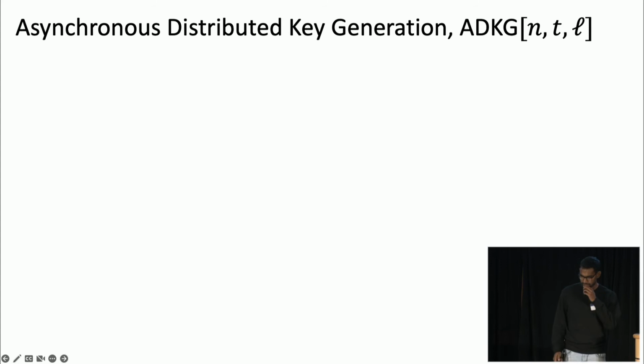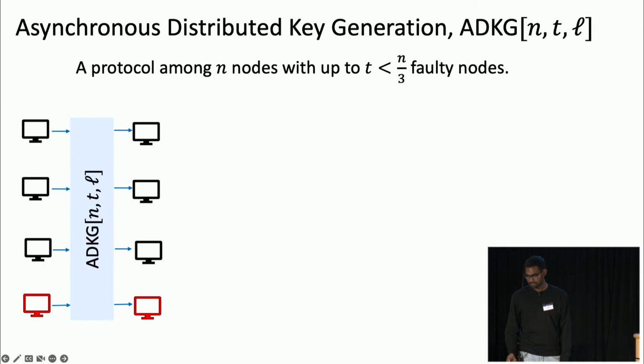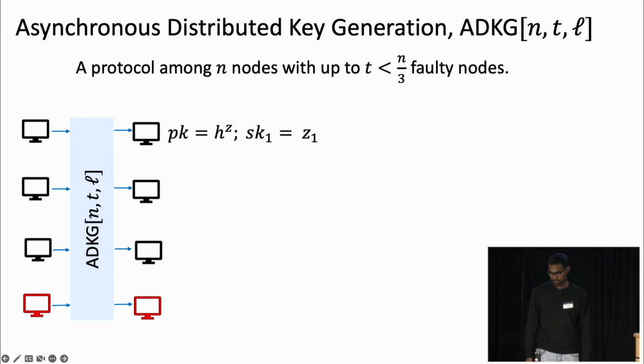Okay, so asynchronous distributed key generation is a problem parameterized by three things: N, T, and L. N is the total number of nodes, T is the number of faulty nodes, and L is some kind of security parameter. This is a protocol among N nodes where up to 1/3 of the nodes could be malicious, and they run a protocol such that at the end, all the nodes output a common public key, which is h to the z here, and each node outputs a different secret key.